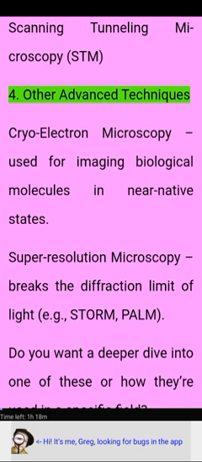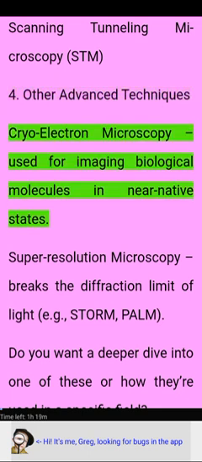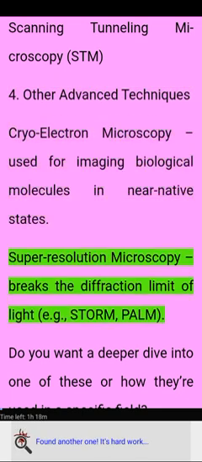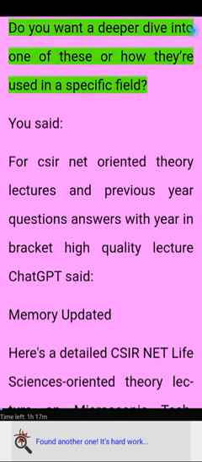4. Other advanced techniques. Cryo-electron microscopy, used for imaging biological molecules in near-native states. Super-resolution microscopy, breaks the diffraction limit of light, e.g., STORM, PALM. Do you want a deeper dive into one of these or how they're used in a specific field?